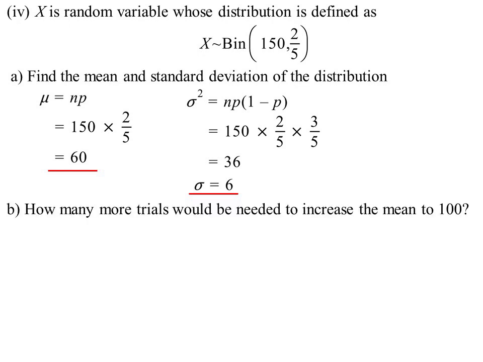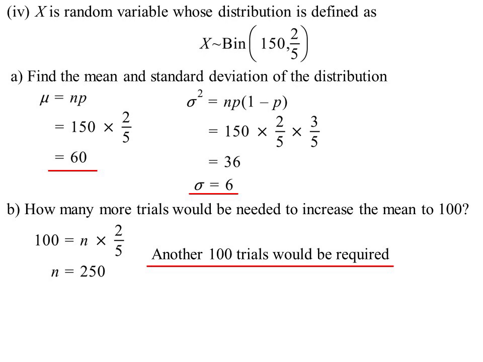But what if we wanted to raise that average to 100? How many more trials would we need? Well, 100 would now have to be n times p. It's n we're trying to find here. Simple little equation. N has to be 250, but make sure you answer the question. The answer is not 250, it's how many more are needed. So we need another 100 trials to get the average to 100.